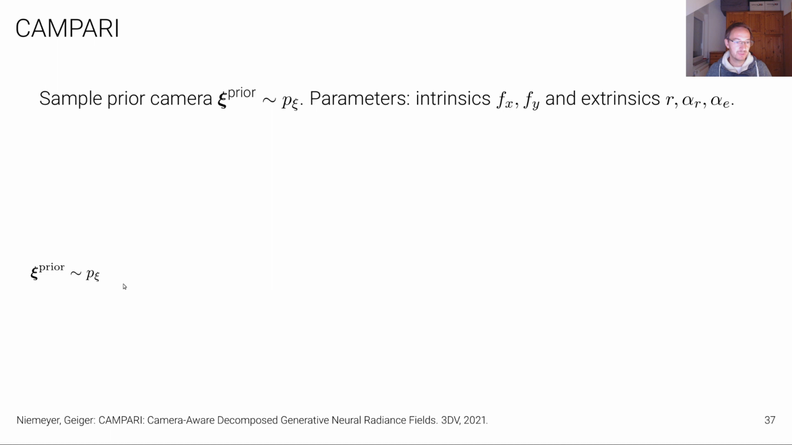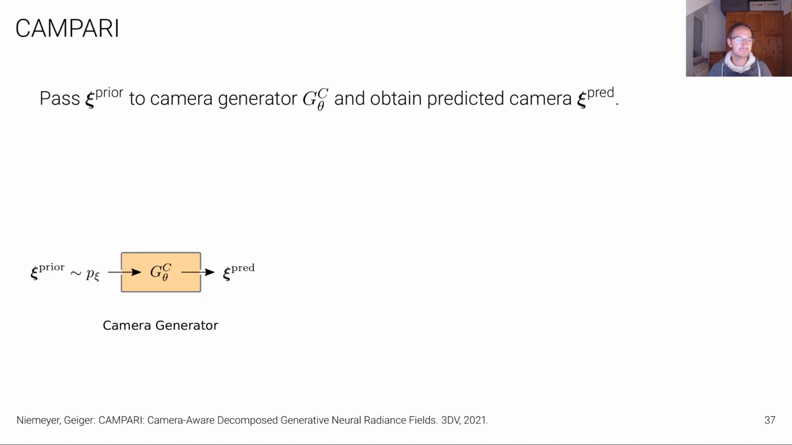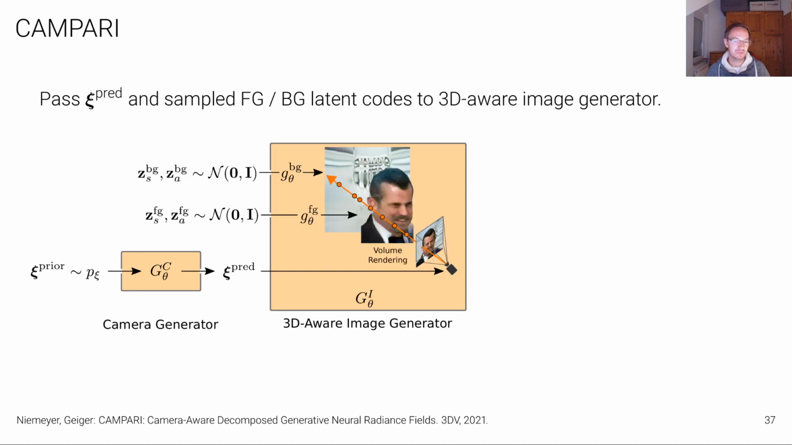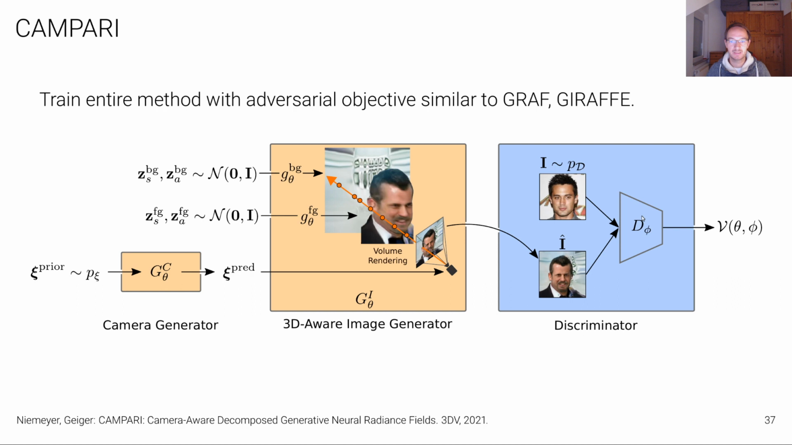So now we're sampling these parameters from a simple uniform-like distribution, and we feed that into a neural model, the camera generator, to transform this distribution into the desired target distribution over camera poses. And then we feed this into our 3D-Aware image generator, which is similar to GRAF and Giraffe, except that here we just consider one background and one foreground object. And then we have a discriminator that discriminates the generated image from a real image in the dataset.